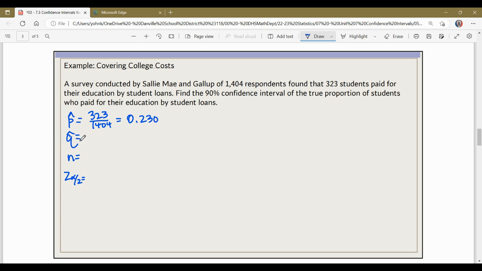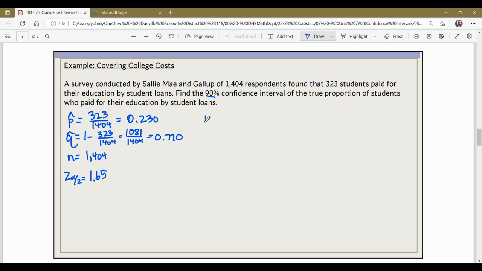Our q hat is 1 minus our p hat. So 1 minus 323 over 1,404. So that's 1,081 over 1,404. And that's 0.770. Our n is our sample size. In this case, it's 1,404. Our critical value, 90% goes with 1.65.